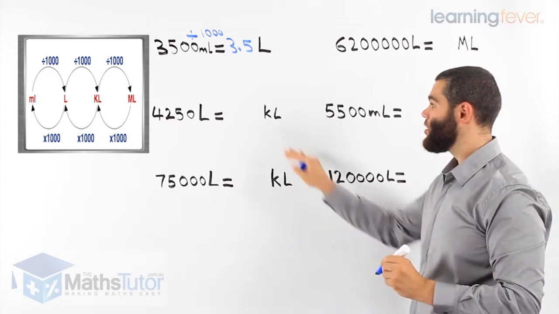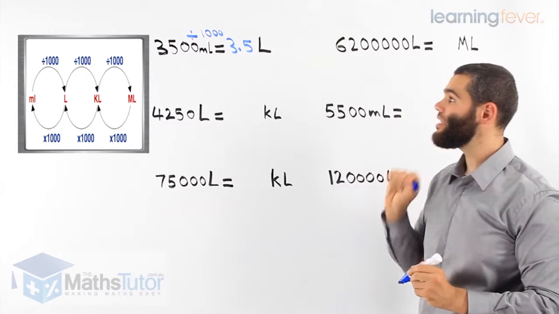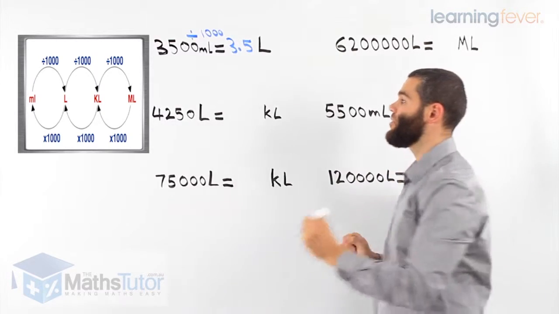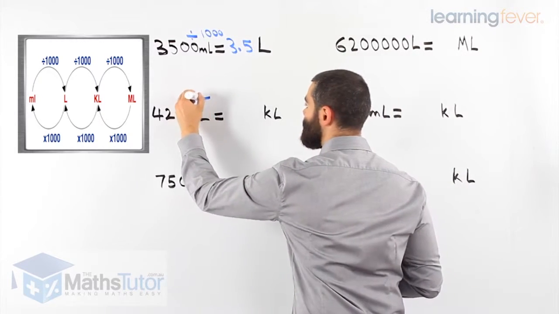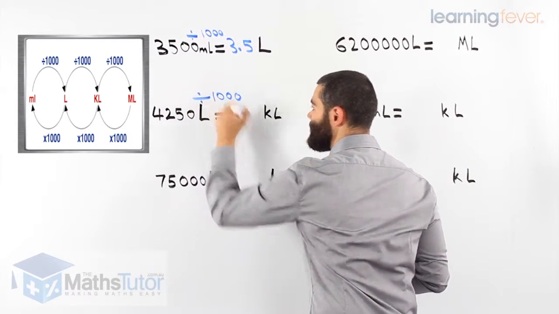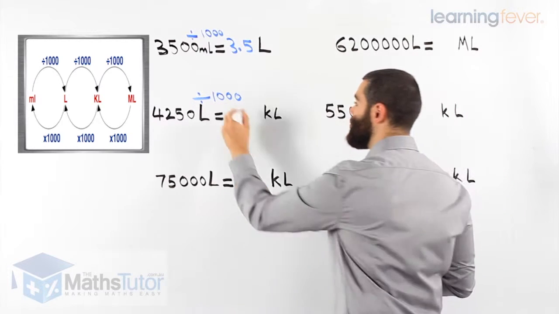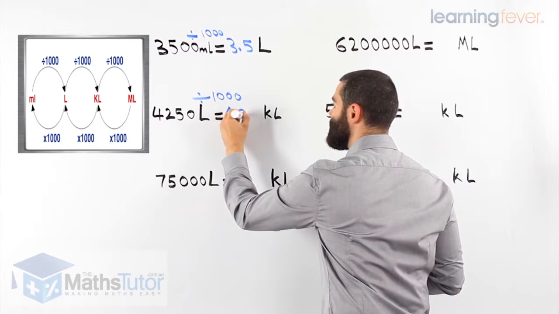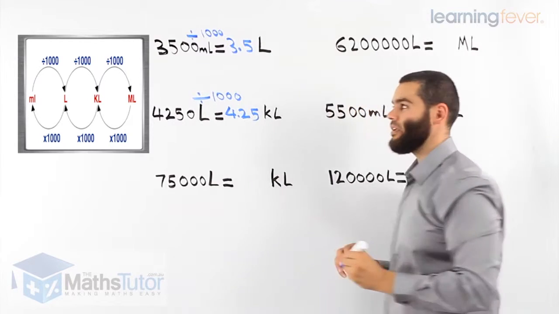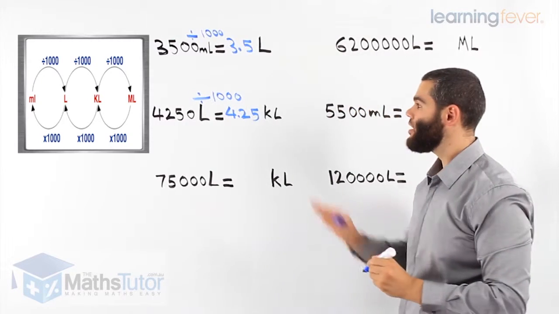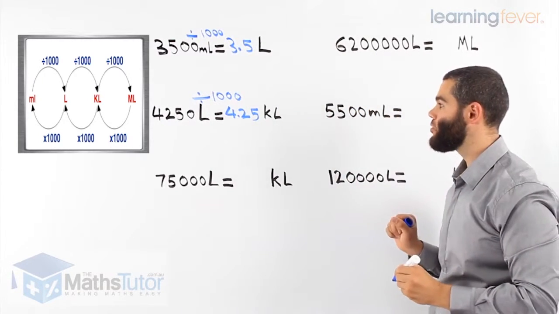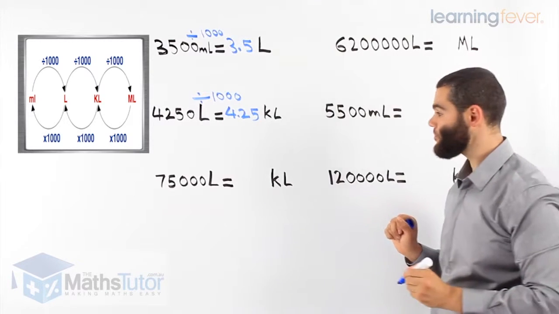4,250 liters to kiloliters. So we look at liters. From liters to kiloliters, we divide by 1,000 once again. 4,250 liters is 4.25 kiloliters. 4,250 divided by 1,000, 4.25 kiloliters.